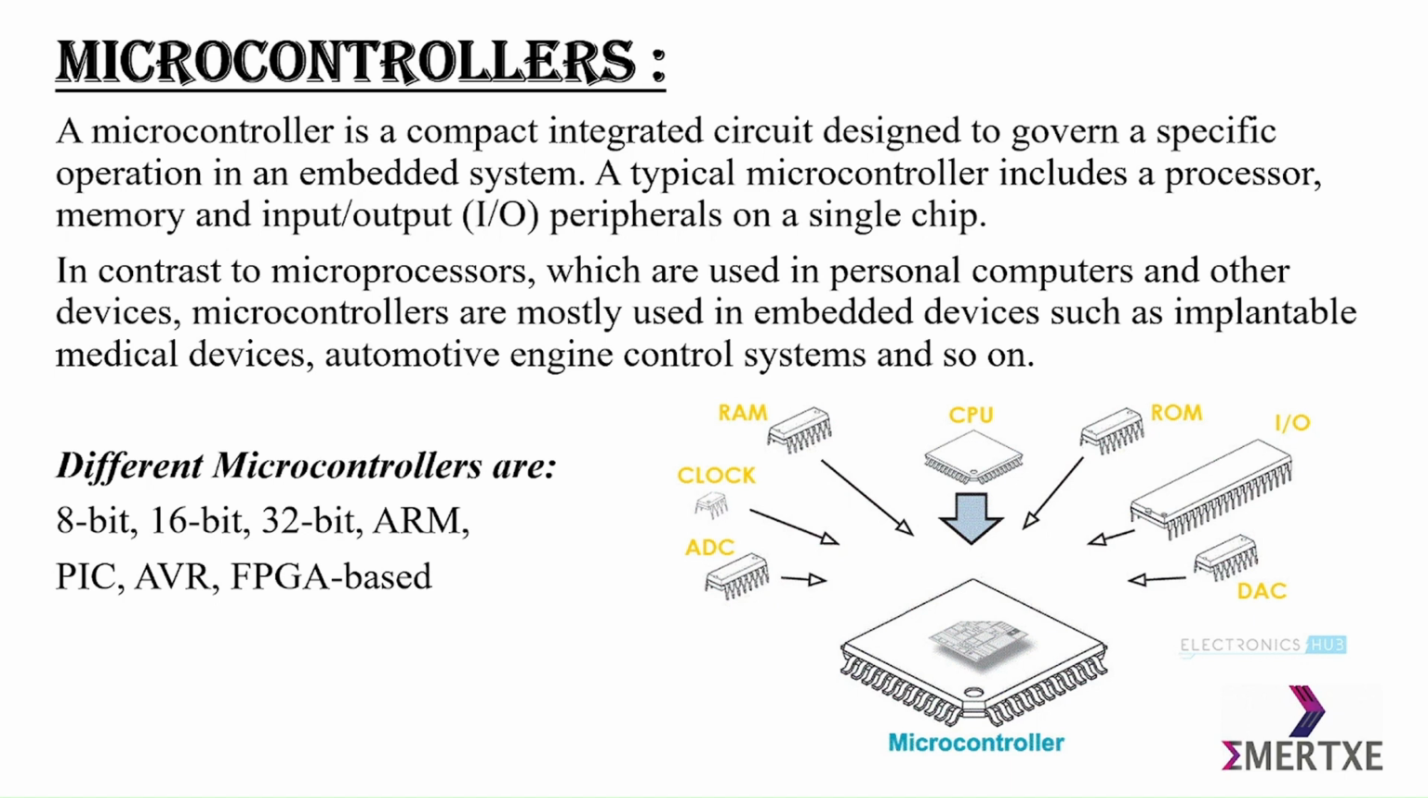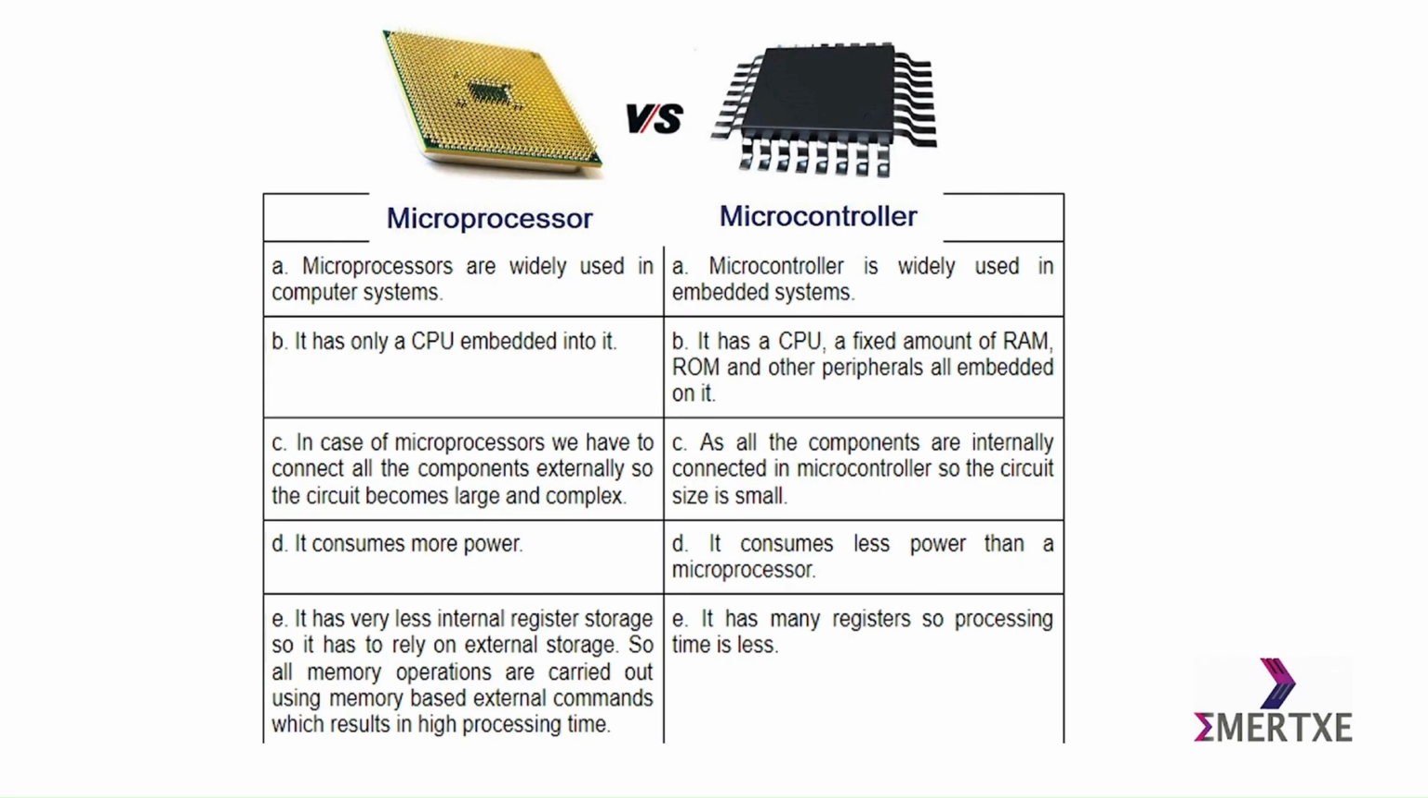There are different types of microcontrollers. They are 8-bit, 16-bit, 32-bit, ARM, PIC, AVR, FPGA based. And the difference between microprocessors and microcontrollers is shown in this table. First, we look at the microprocessor. A microprocessor is widely used in computer systems. Microcontrollers are used in embedded systems.